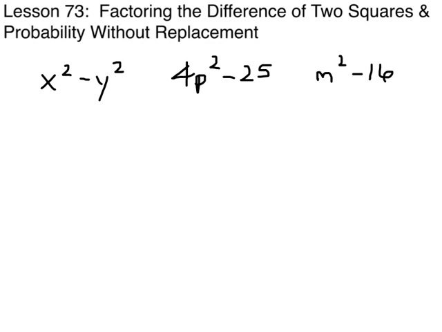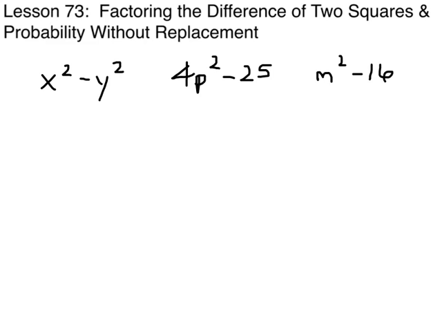Lesson 73 in Algebra 1, third edition of Saxon, deals with two different things. The first is very easy, very fast. It's more factoring. It's factoring the difference of two squares.